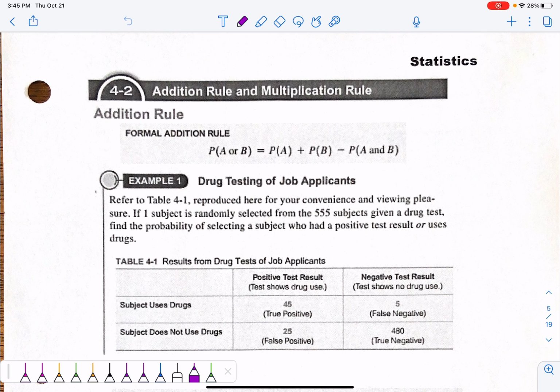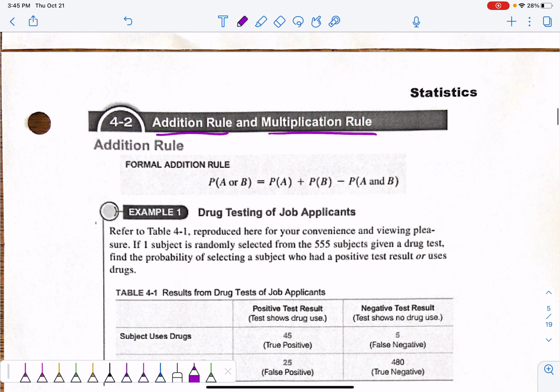This assignment should be posted online, so you can work on that at any point in time. And a lot of the stuff in this section should feel like you've done this already, because we've done this in algebra, we've done this in geometry. This is all probability, and it's the addition rule and the multiplication rule, okay?